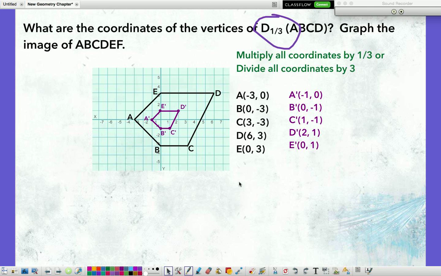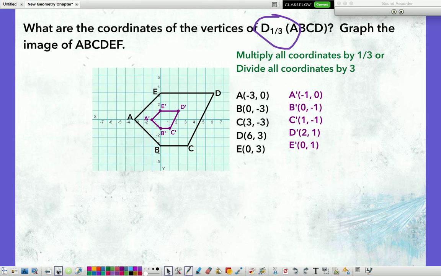Okay, so there is the original figure made smaller by a third. Basically, the purple figure is a third of the black figure. Really not that hard. You're multiplying or dividing. So that's dilations. Like I said, tomorrow you guys will have the review worksheet, and then Monday we'll start our project.